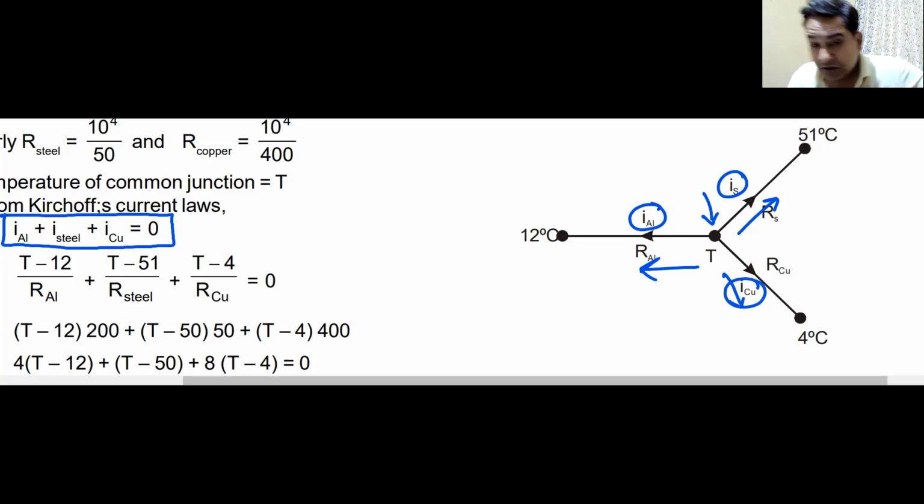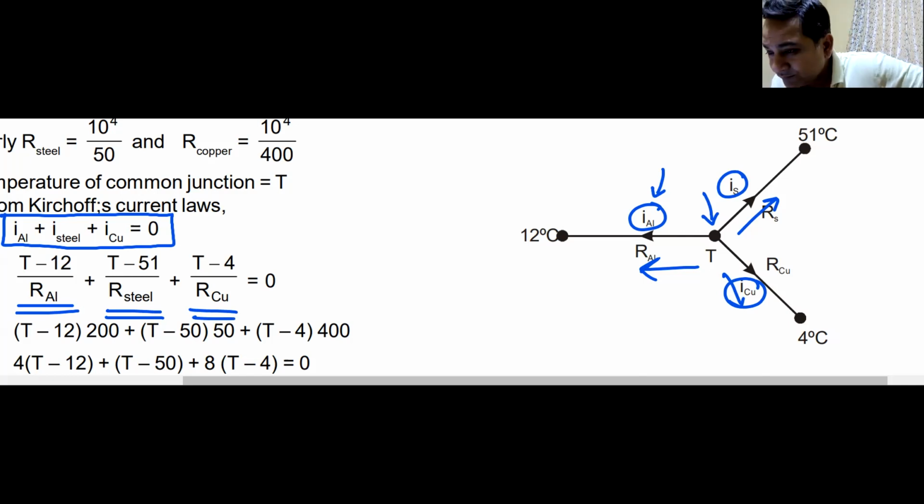Yes, sir. Now, since I have taken them all outside, 12.17 degrees Celsius. Okay, let us see. I aluminum will be T minus 12 divided by resistance of aluminum. I steel will be T minus 51 divided by resistance of steel. I copper will be T minus 4 divided by resistance of copper. Yes or no? Yes. You just need to find out that resistance.